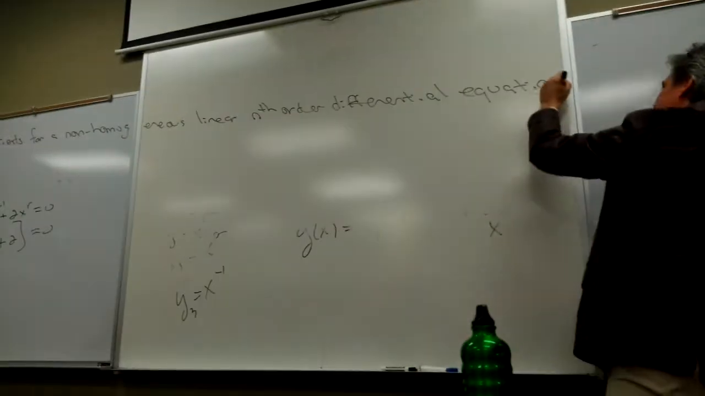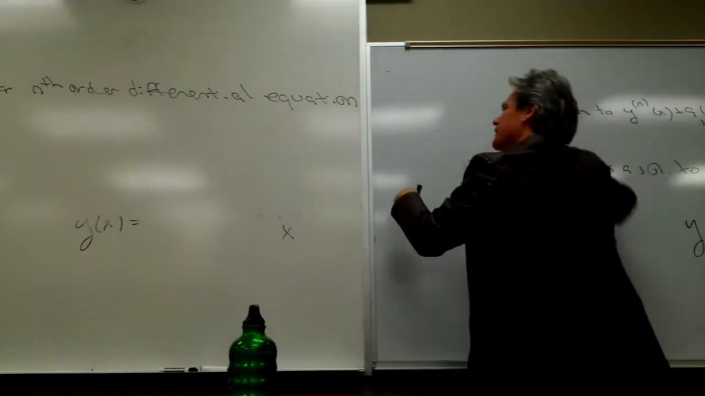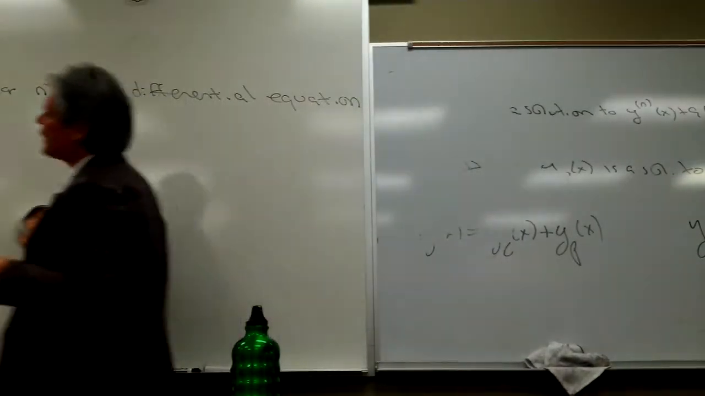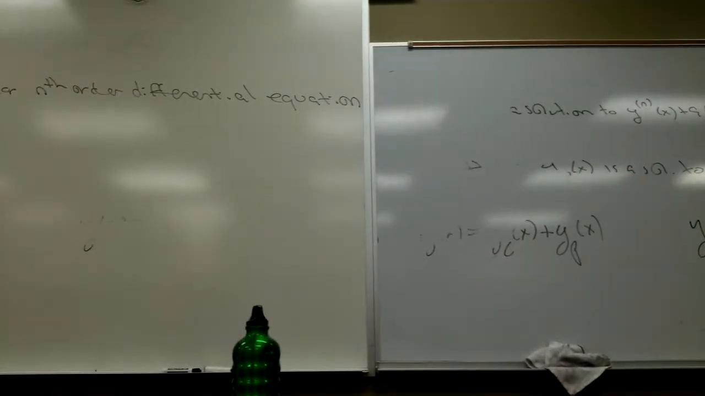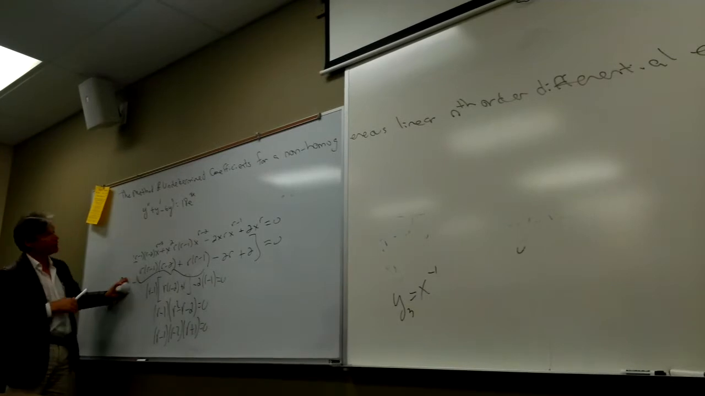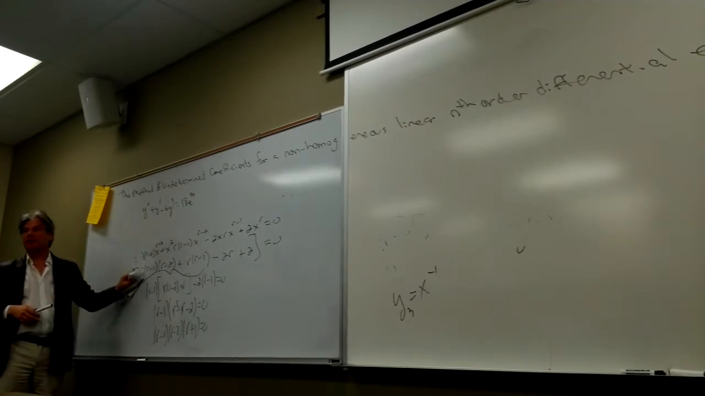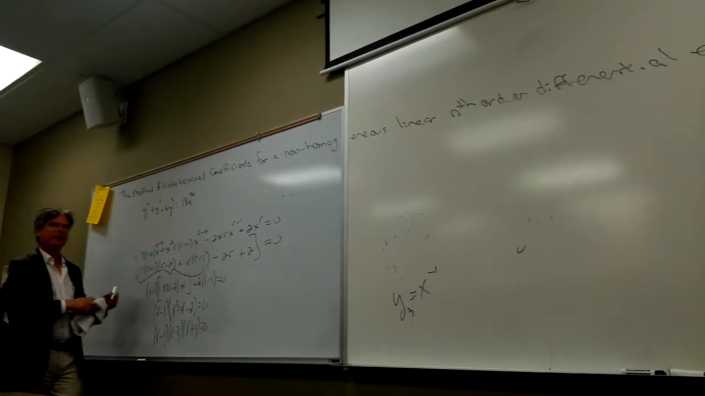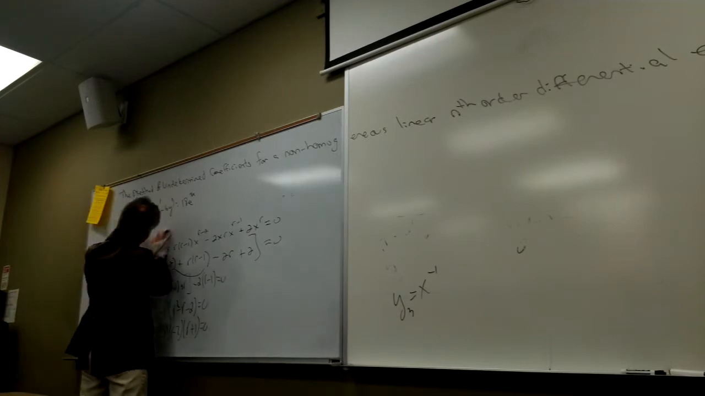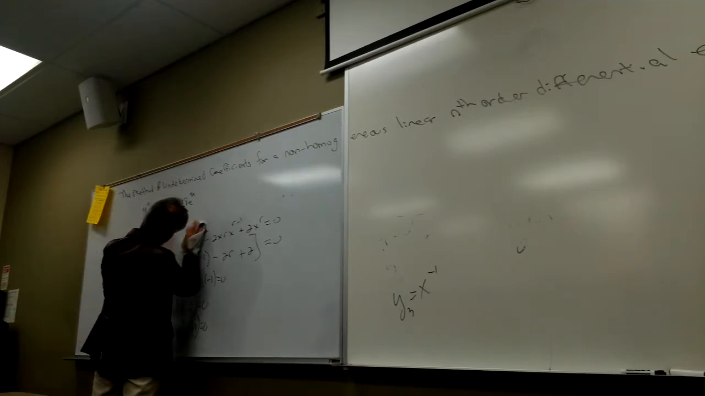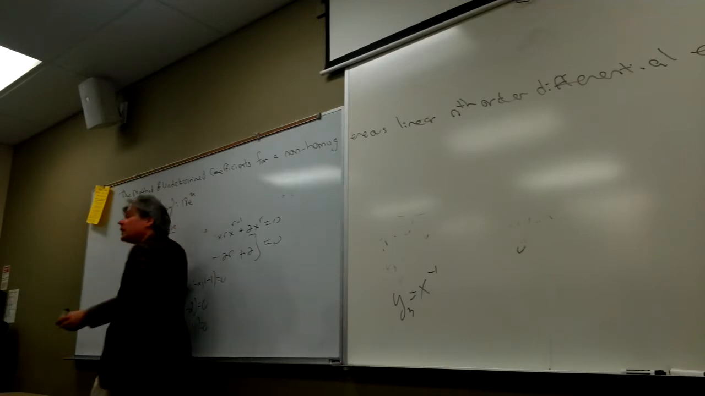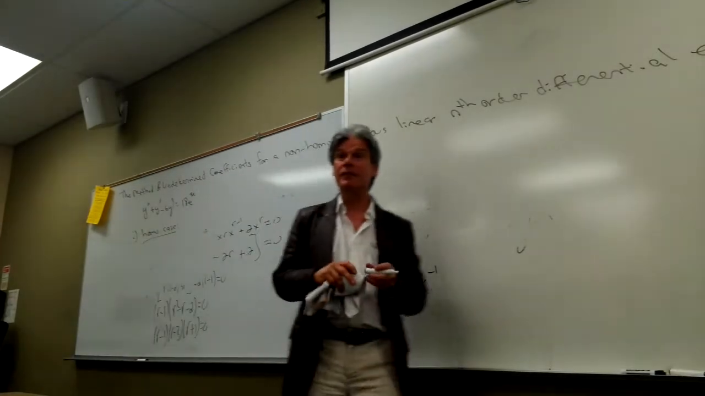I'm sorry for the short title. Using my method of undetermined coefficients for a non-homogeneous linear nth order differential equation, I give up, it's too hard. Instead, I look at the homogeneous case, that is 35 up there.